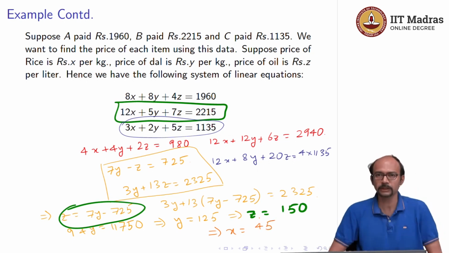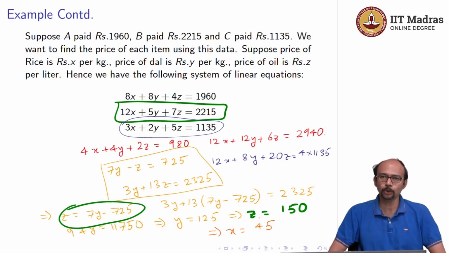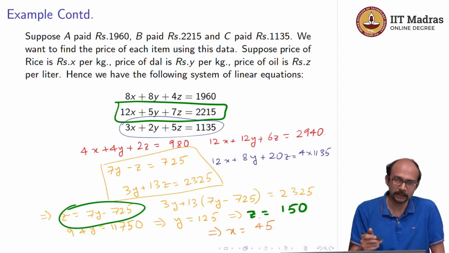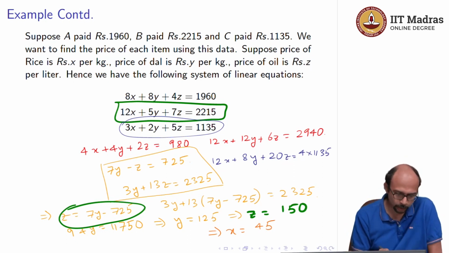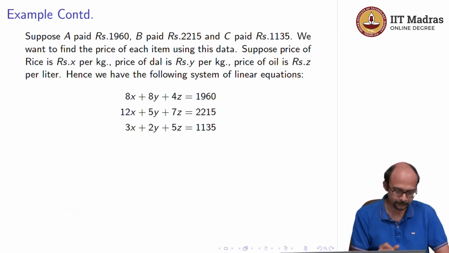So what was the point of this? The point of this was we had a real life problem involving some costs and so on. So we had three equations, and then we used some unknowns to denote the things that we wanted to compute, and then we had three linear equations in those three unknowns, and then we solved this system of linear equations. We computed that x is 45, y is 125, and z is 150, which means the price of rice is rupees 45 per kg, the price of dal is rupees 125 per kg, and the price of oil is rupees 150 per liter. So I hope this convinces you that solving a system of linear equations is something useful.